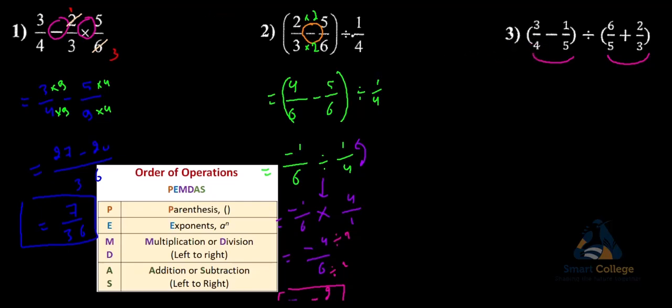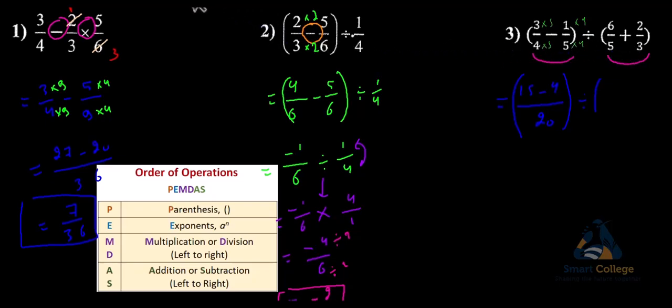So we will multiply the first fraction up and down by 5 to get 20 in the denominator. And the second fraction we multiply by 4 up and down to get 20 in the denominator. So now this will be equal to 3 times 5 is 15 minus 1 times 4, that's 4, over 20. This is the first parenthesis, divided by the second one.